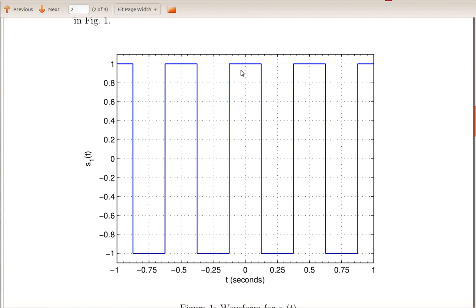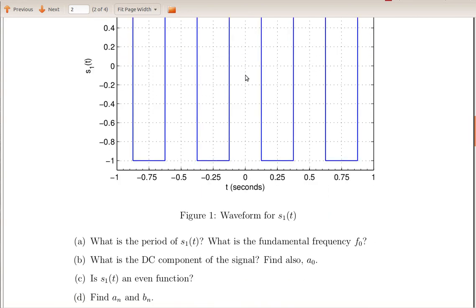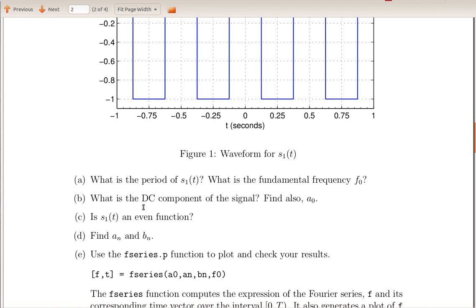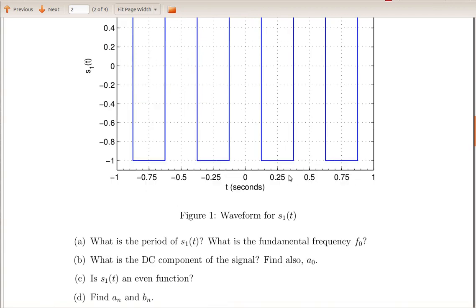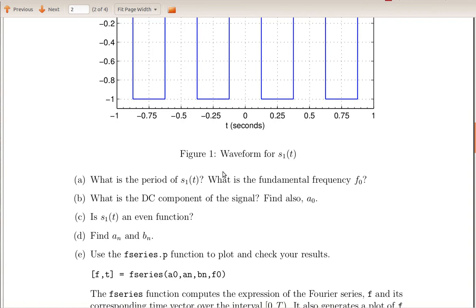Okay, so I'm going to demonstrate this procedure basically for AN and BN. Okay, but that was part B here, the calculation of A0. You can compute that integral over one period. It doesn't matter where you start, as long as it's over one period. Okay, so let's go on to question C.